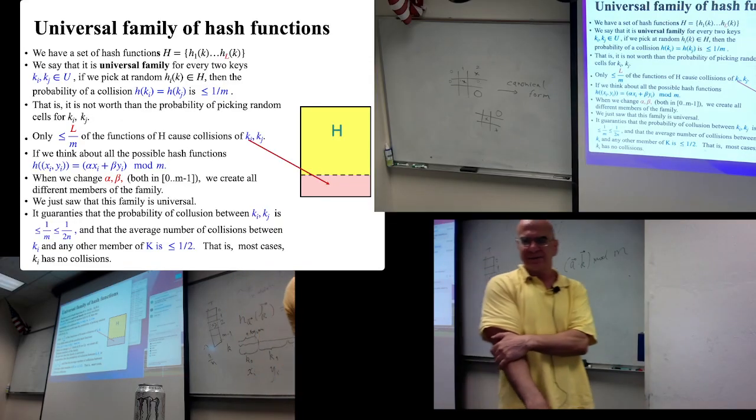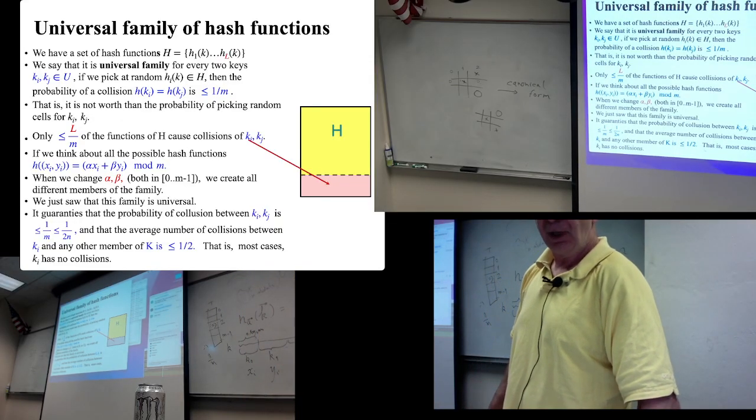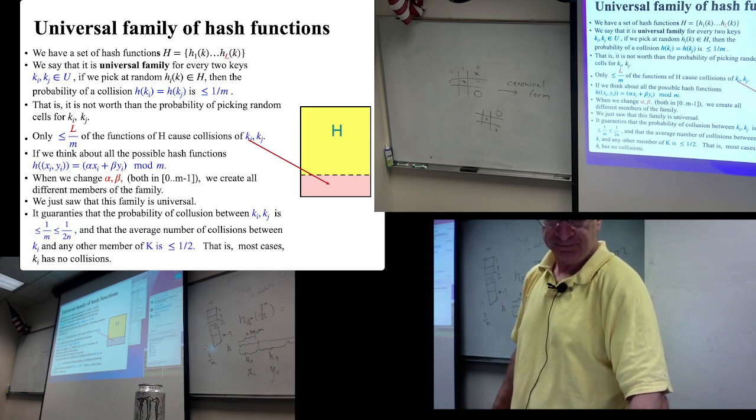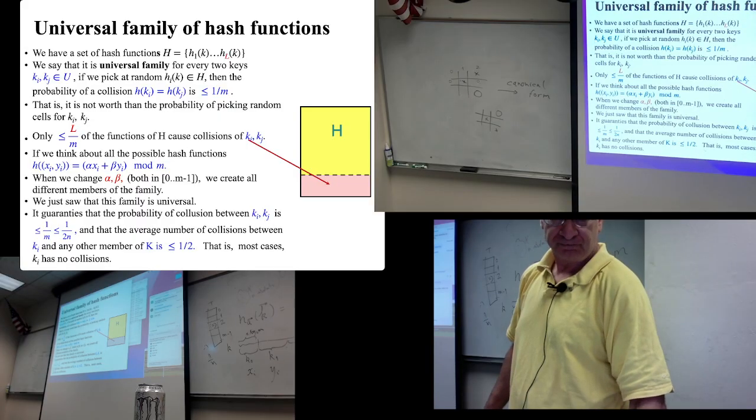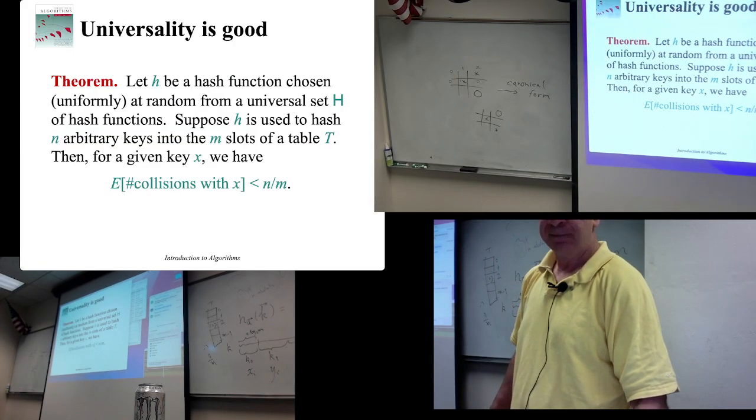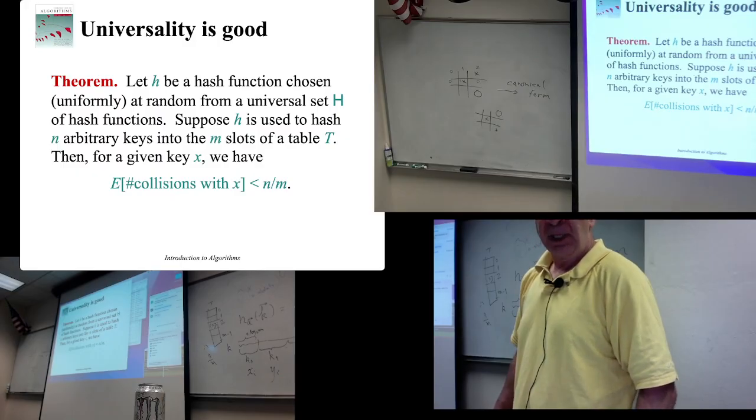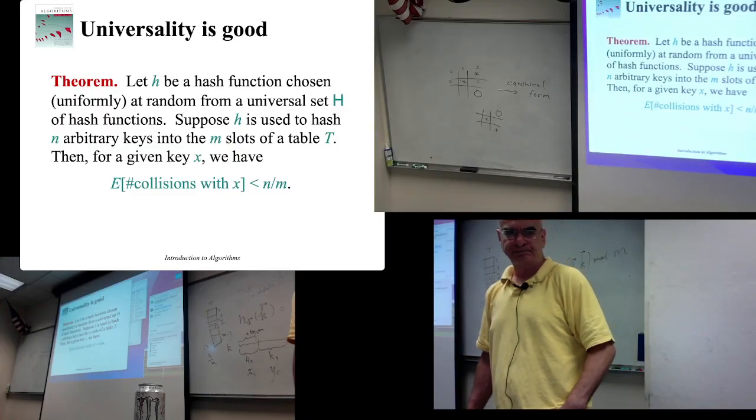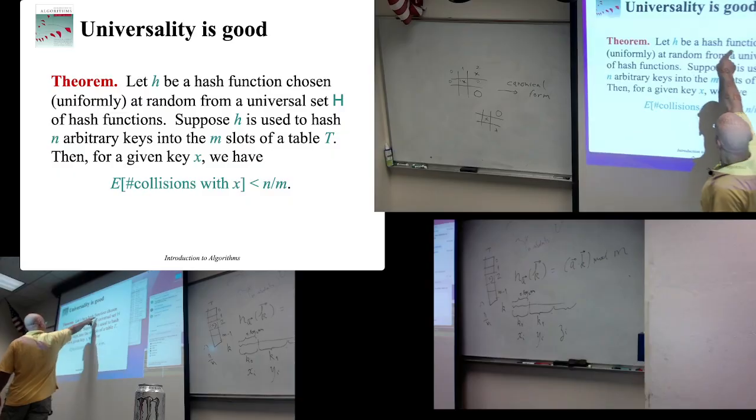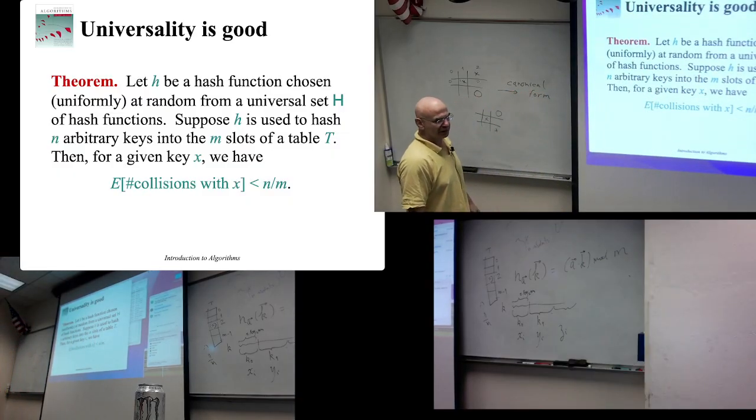Okay, and if you have such a family, then you're happy. And the dot product will satisfy it. So let's see what is a big theorem. We kind of covered it, but the theorem: if I pick h from a universal family, I pick one hash function at random.